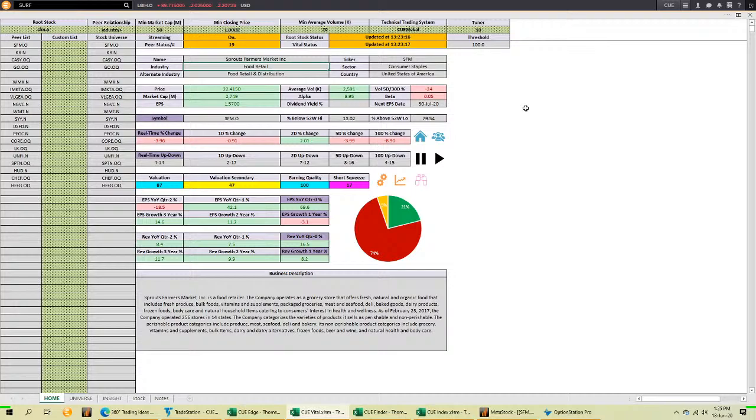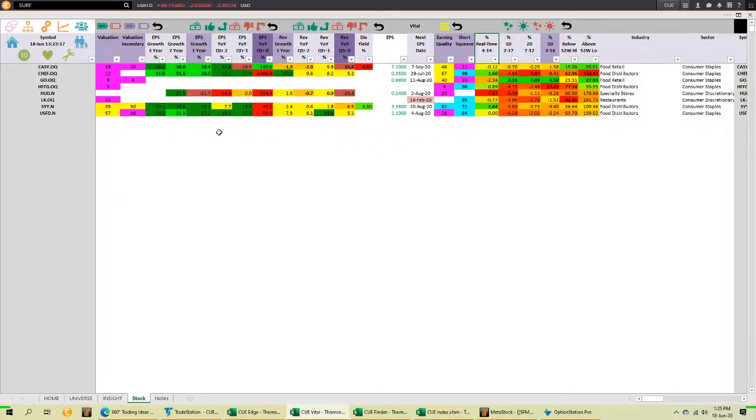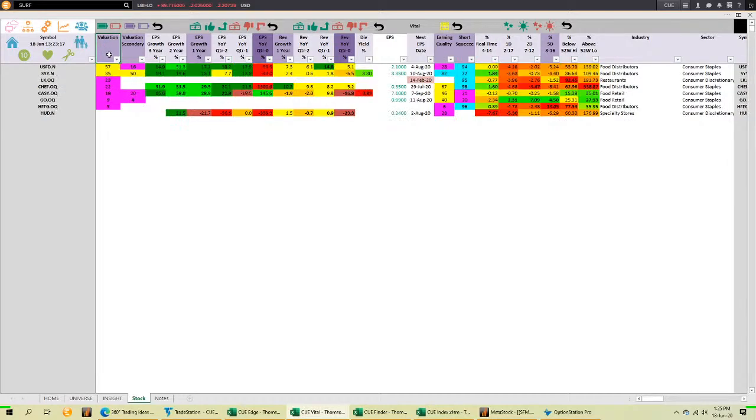Therefore, I might have shorted SFM, but instead of shorting SFM, if I look at the other peer stocks, there are 19 total peer stocks. Let's see if there are weak fundamental stocks. Yes, there are plenty, right? There are many stocks that are overvalued, and out of them, some have negative earnings growth, and there are few stocks that are medium valued and negative earnings growth. You could look for shorting opportunities from them.